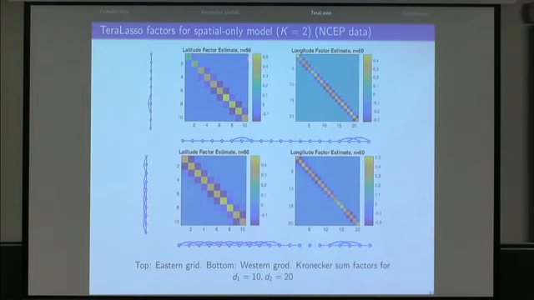This is over a 1 month period, and so there are 4 samples per day, if you recall. And so this shows for the eastern U.S. grid and the western U.S. grid the latitude and longitude factors, and their corresponding graphical models that come out of this.